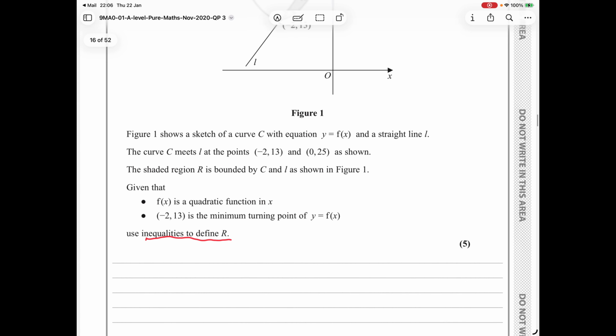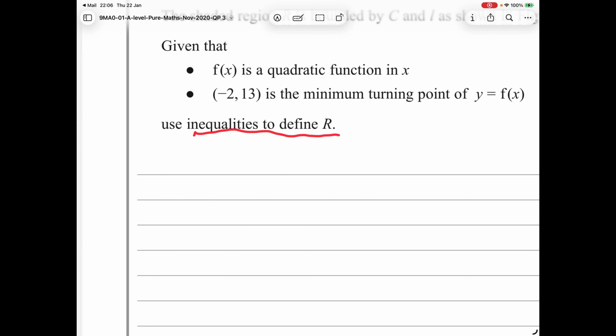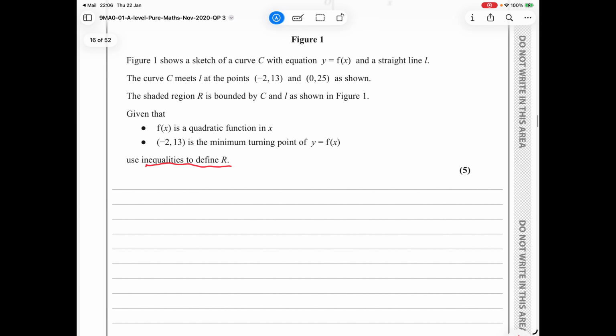So the two inequalities we're going to use are, we know that the line has the 2 points, (-2, 13) and (0, 25). So that means we can use those to get y equals mx plus c. And we can use 2 points to get m by x, y, x1, y1.